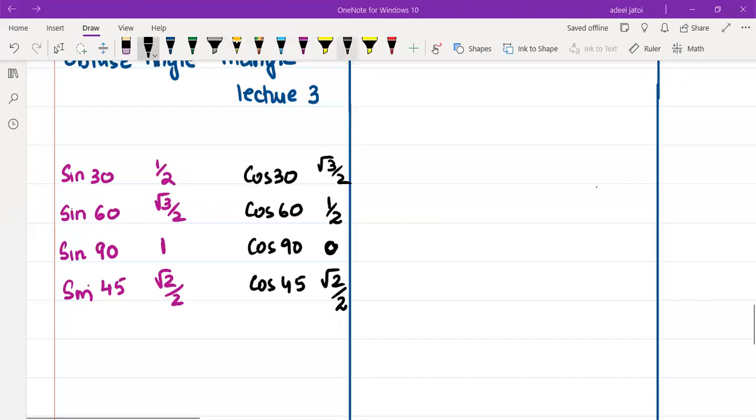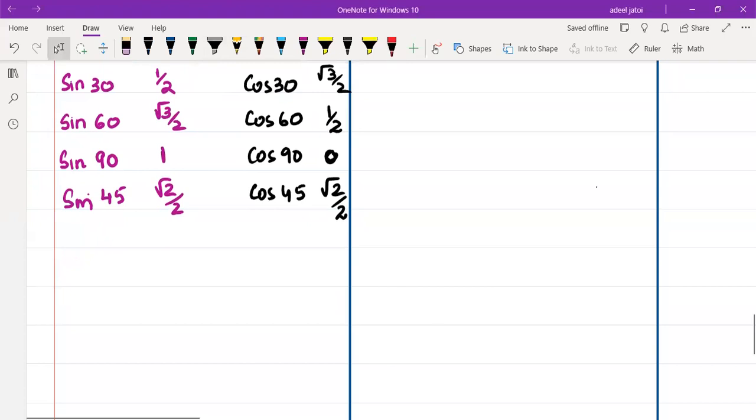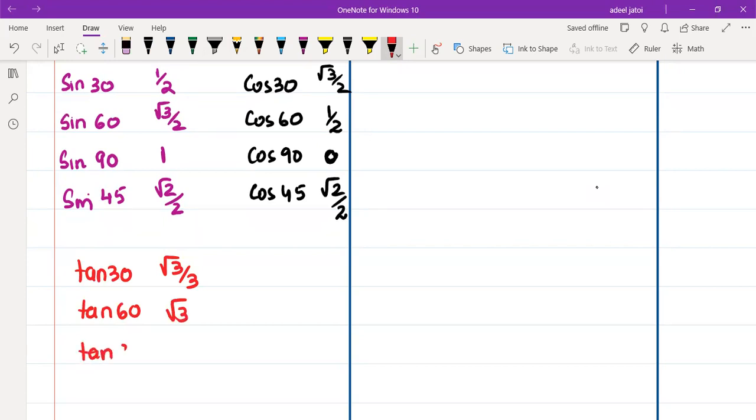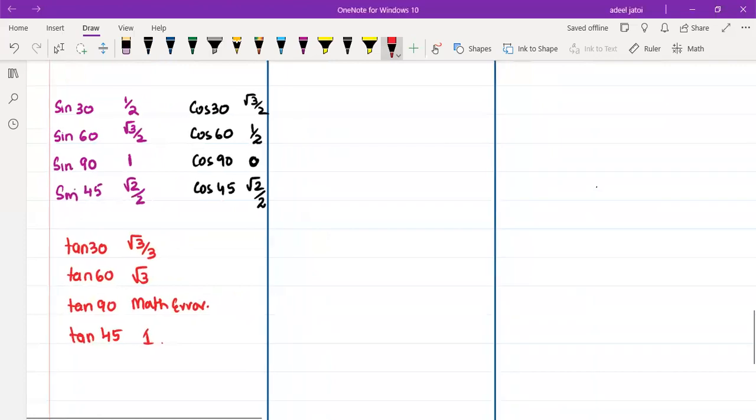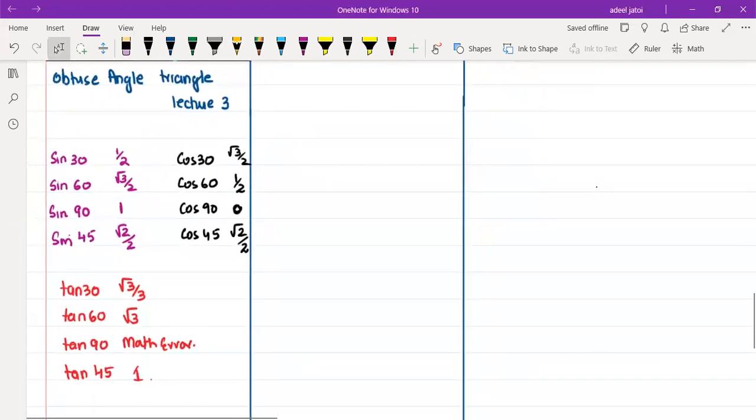Then we have tan 30, which is under root 3 upon 3. Tan 60, which is under root 3. Tan 90 is math error, but tan 45 is 1. So these are the basic angles that you should be knowing.